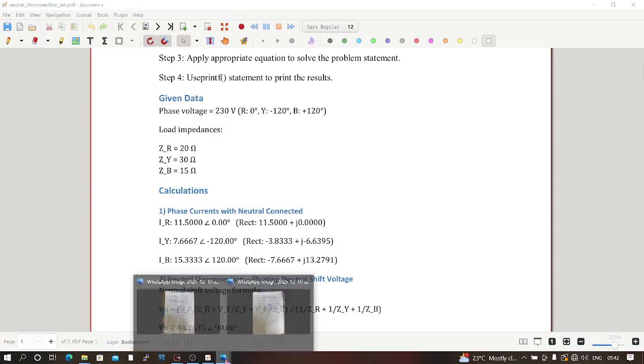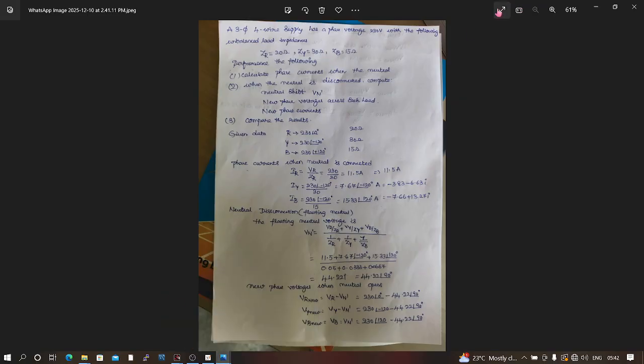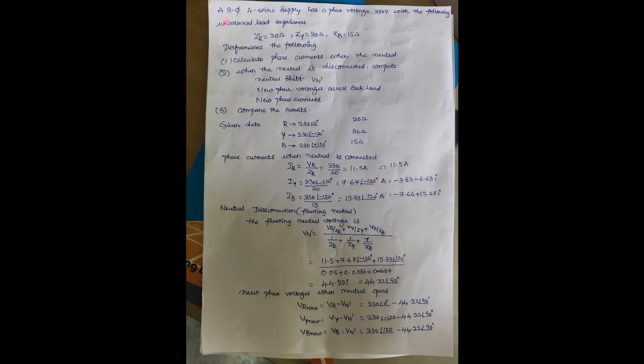The calculations I will explain in the image here. So this is the problem statement. What we have given: a three-phase four-wire supply has a phase voltage of 230 volts with floating unbalanced load impedances. ZR, that is R impedance, is 20 ohms, Y impedance is 30 ohms, ZB is 15 ohms.